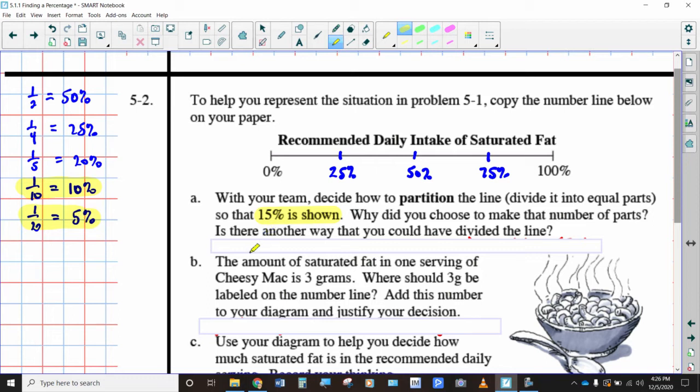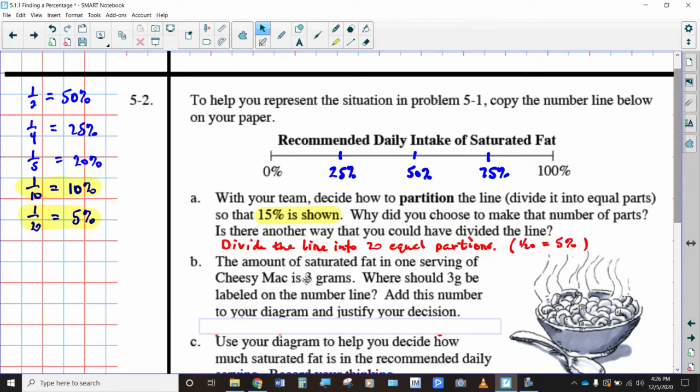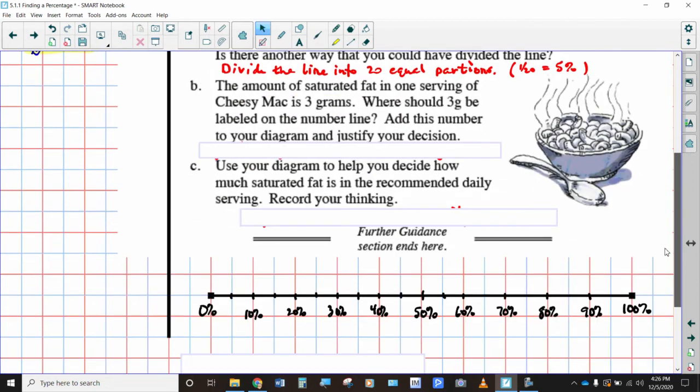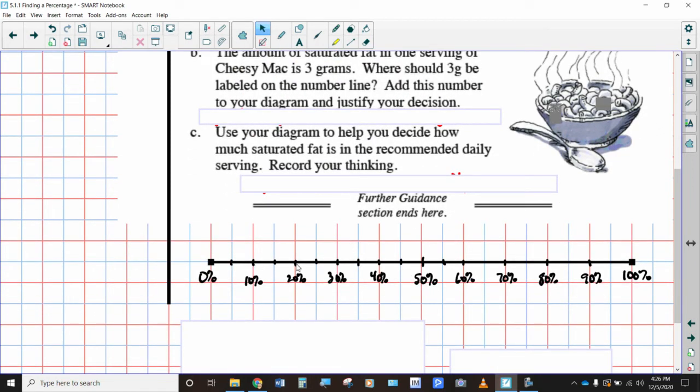So it's based on this that I'm thinking it would be a good idea to divide this line into 20 equal partitions. And that's what I did down here. While I labeled every 10%, you can see that I've actually got 20 partitions because each 10% is cut in half. So this would be 5, this would be 15, this would be 25, and so on and so forth. Okay, so make sure that you partition this into 20 equal parts. That way, when we take 3 of those parts, that will represent the 15% that we are trying to find. Okay.